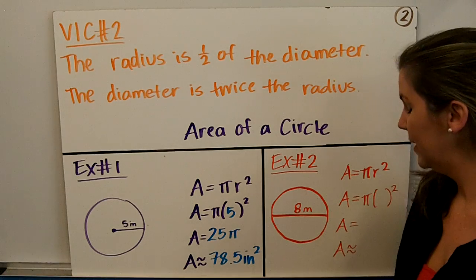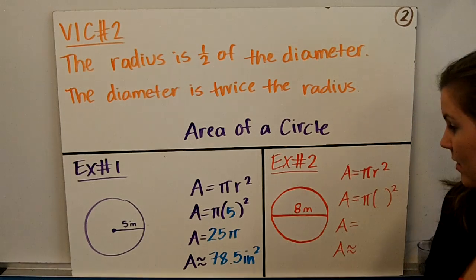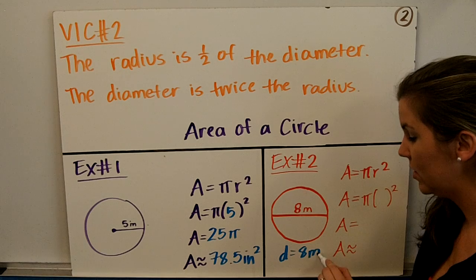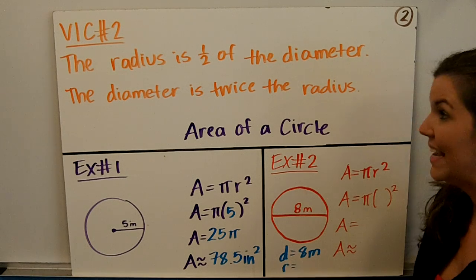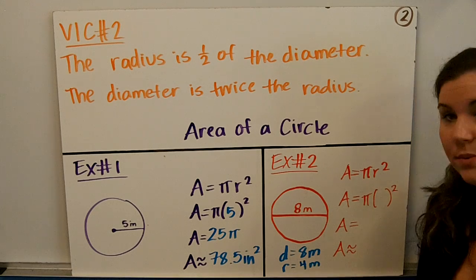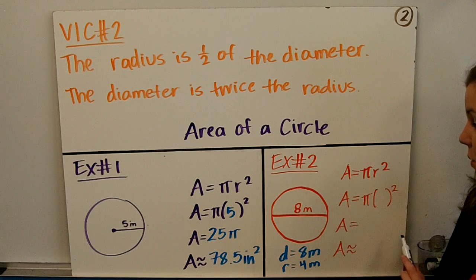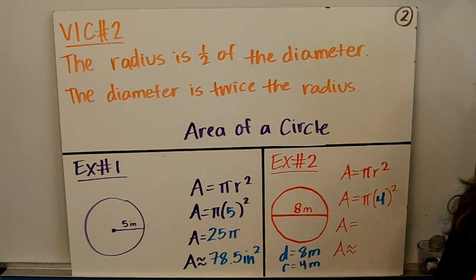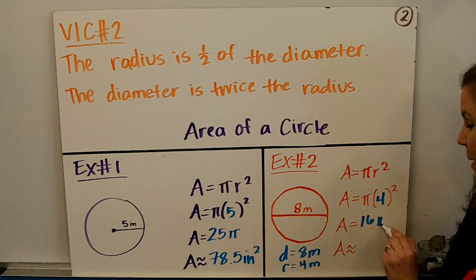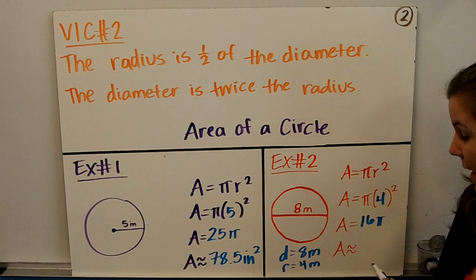Example number 2. Here we have a circle and the diameter is 8 meters. Since the diameter is 8 meters, we know that the radius is half of the diameter, so the radius is 4 meters. Again, using the same formula, area of a circle, pi r squared, we're going to plug in 4 where r is. 4 squared is 16 times pi. Leaving your answer in terms of pi, the answer would be 16 pi.